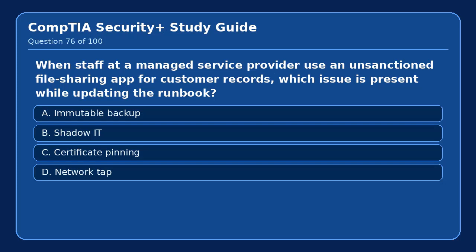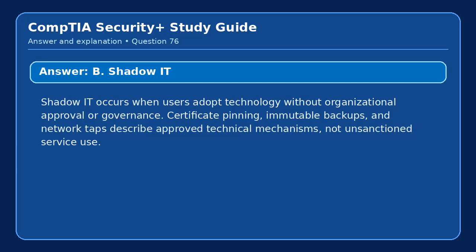Question 79. After obtaining an NTLM hash at a research lab, an attacker authenticates without knowing the plain text password. Which attack is shown while preparing a remediation plan? A. Pass the hash. B. Key stretching. C. Rainbow table prevention. D. ARP inspection. Take a moment to choose your answer.